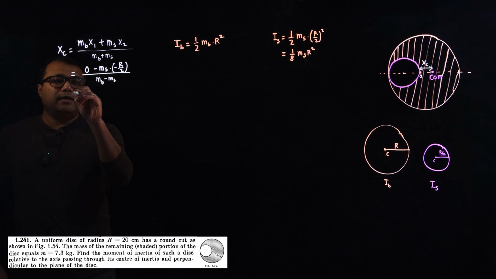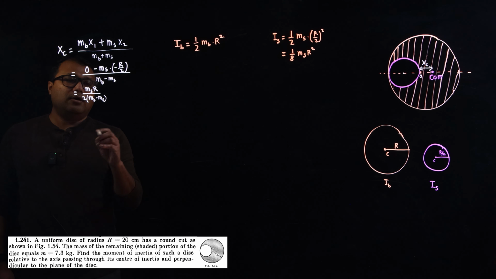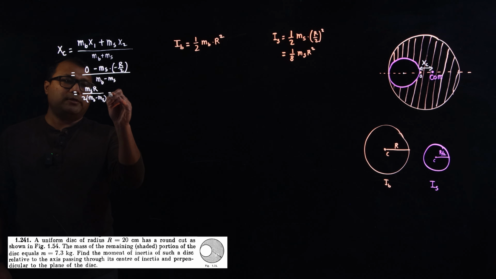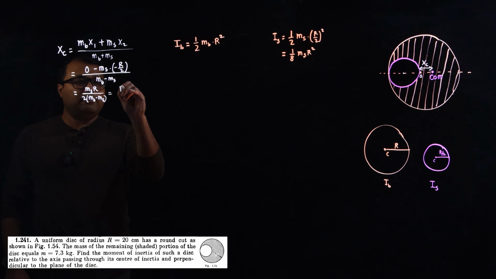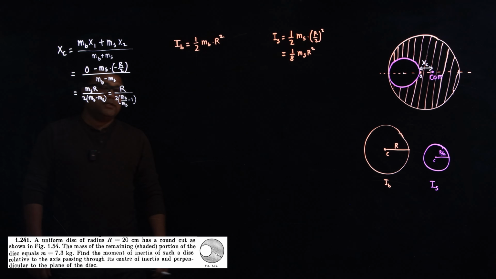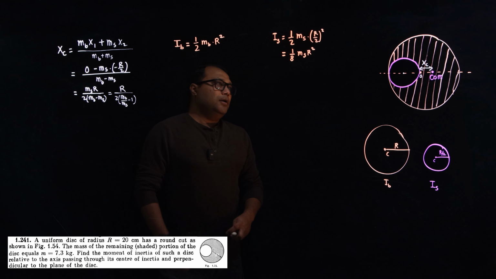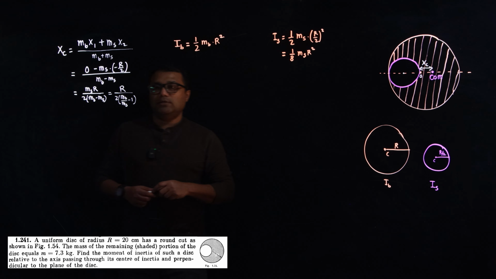So we can further write this as ms r by 2 over mb minus ms. Or if I divide numerator and denominator by ms, we can write this as r by 2 over mb by ms minus 1. Now what's the relation between mass of the bigger disk and the mass of the smaller disk?